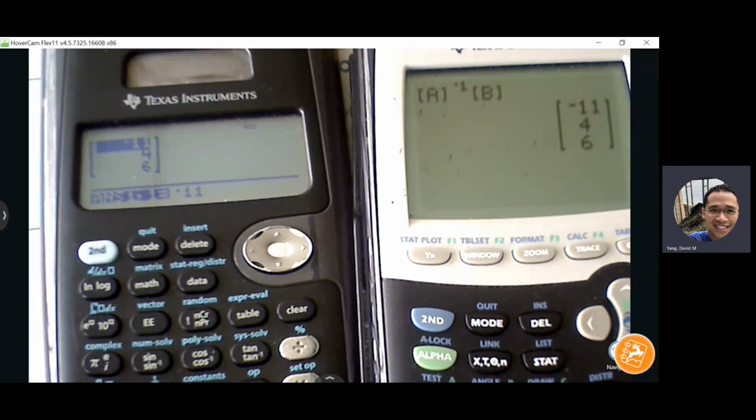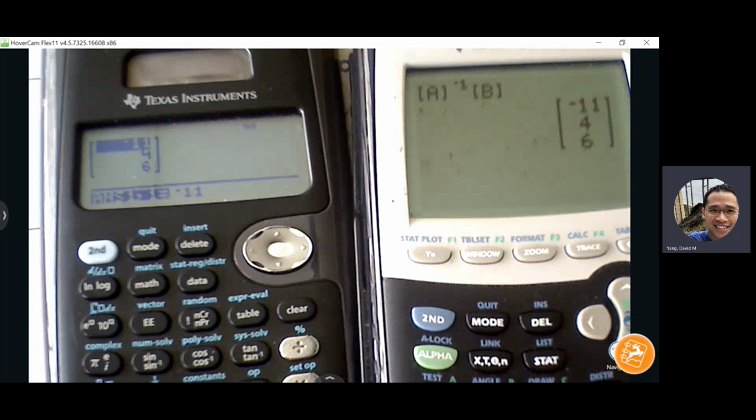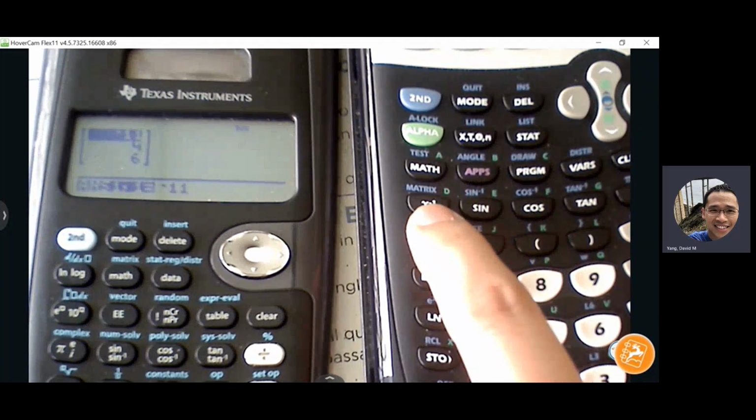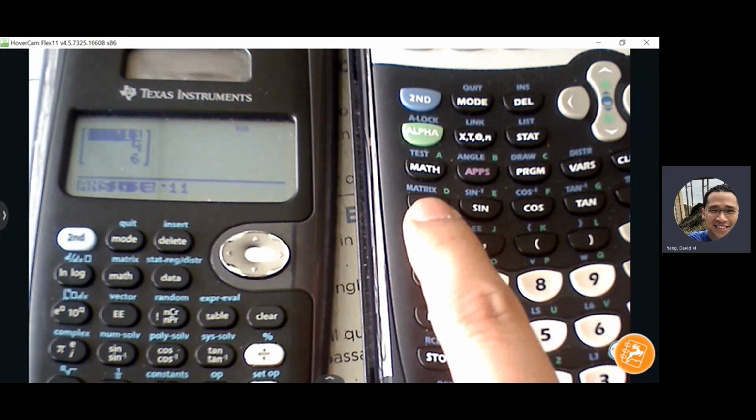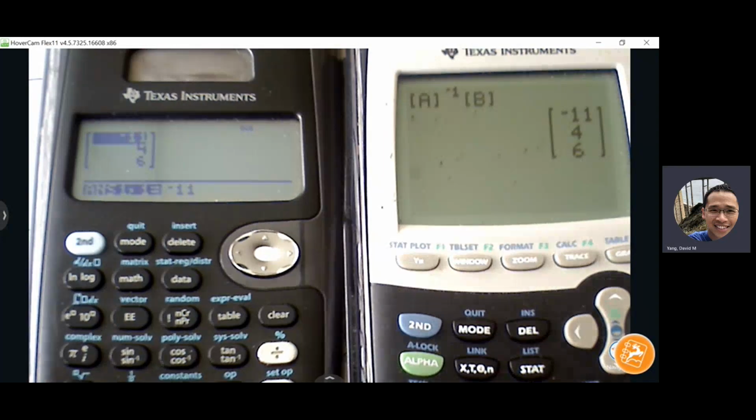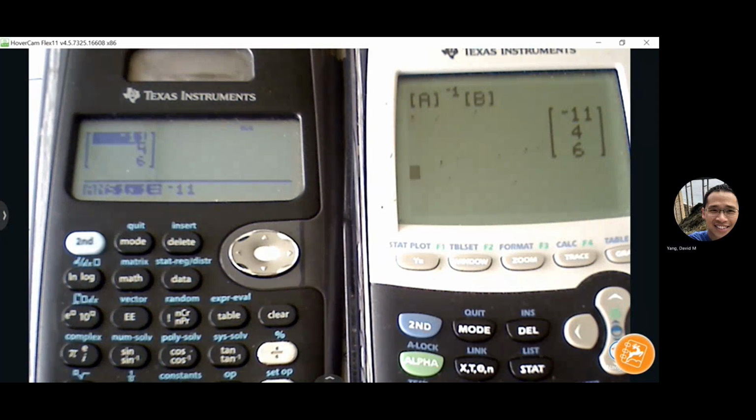So x equals -11, y equals 4, z equals 6. How do you get the inverse again? So the inverse, there's a button that has x to the -1. You press the A first, like that. That's the ones, like that first. Okay, yeah, there we go. That's your inverse. Now you're going to call matrix B and multiply that.